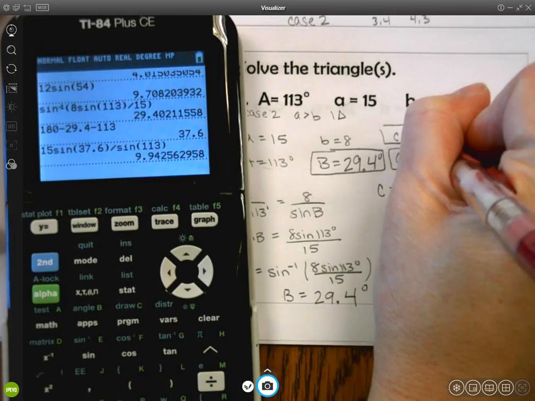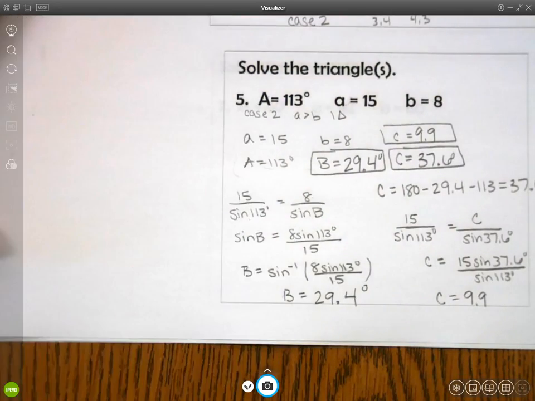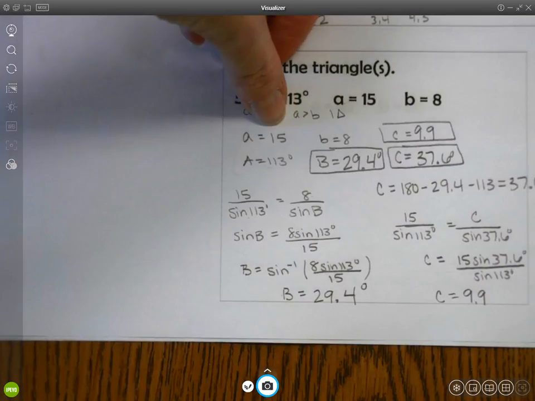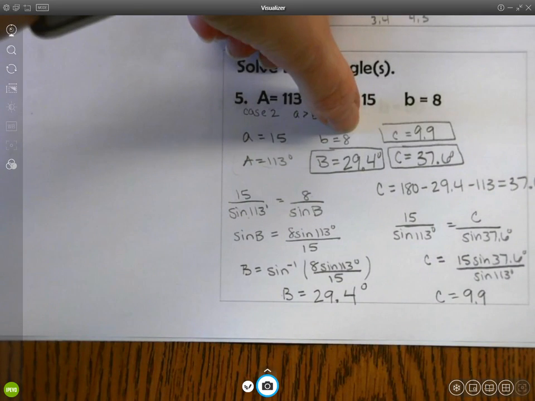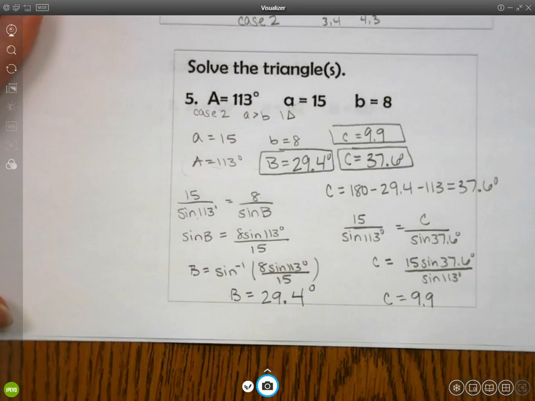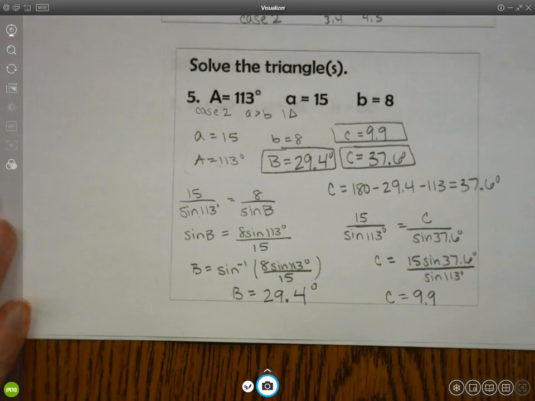So a good way to make sure that you're on the right track is that your biggest angle should go with your biggest side, your smallest angle should go with your smallest side. So as long as you have that going on, you should be in pretty good shape. All right, so let's try another example.